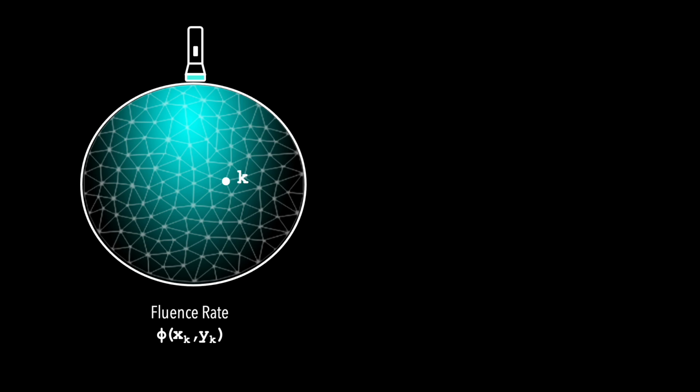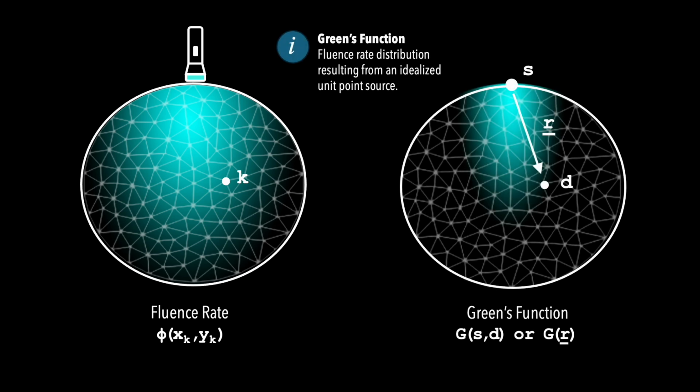A useful special case is to calculate the fluence rate resulting from a unit light source applied at one boundary node. The fluence rate distribution in this case is called a Green's function, typically denoted using the capital letter G, and with the source indicated by the letter S and the node of interest indicated using the letter D, because often the node of interest will be at a detector. Alternately, a position vector R is sometimes drawn between the source-detector pair.